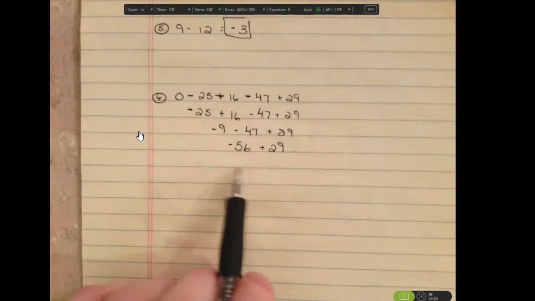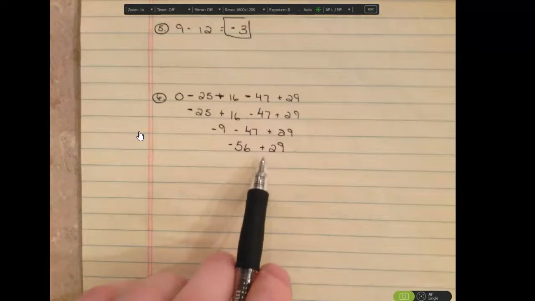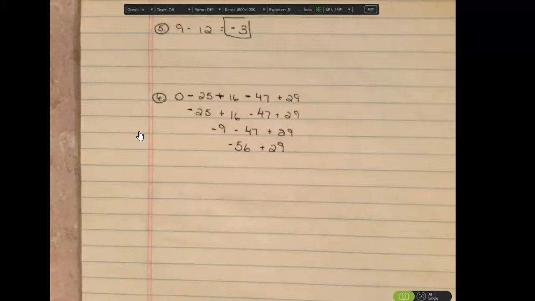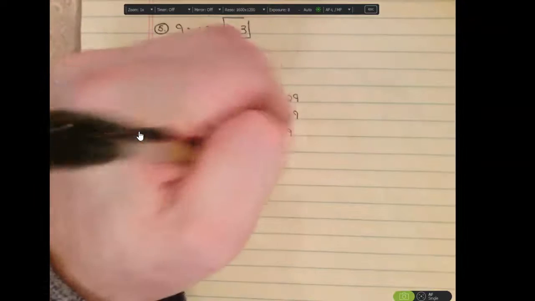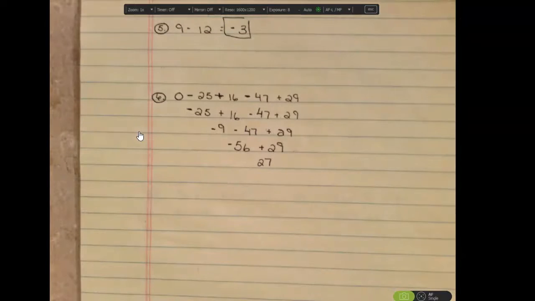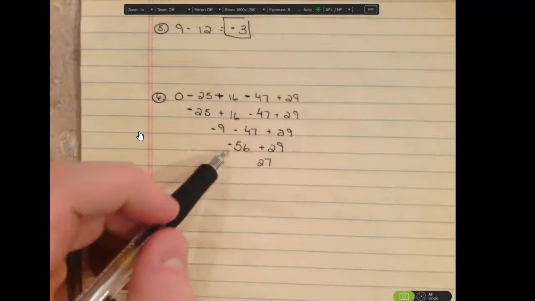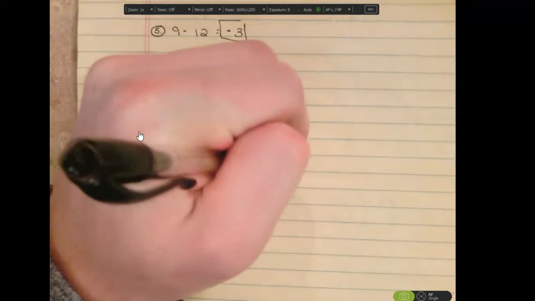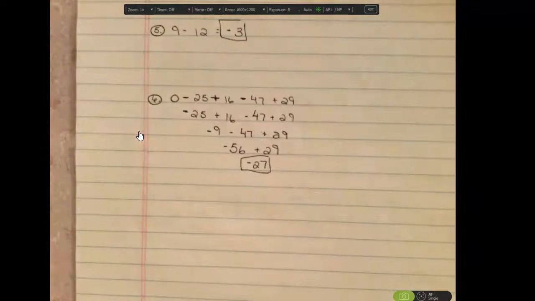Now we're down to our final step. Negative 56 plus 29. Signs here are different, so I am going to subtract them. So 56 minus 29. When you do subtract, you get 27. Take the sign of the larger number. 56 is larger. Negative 27. And there you have it, guys. There you go. Adding and subtracting real numbers.